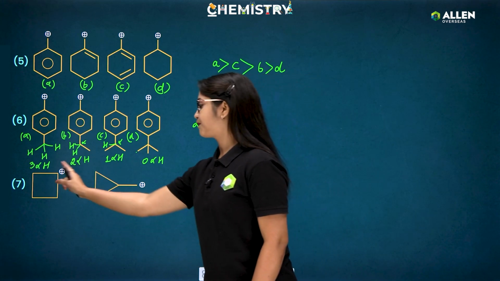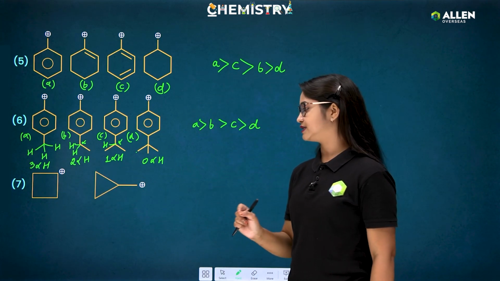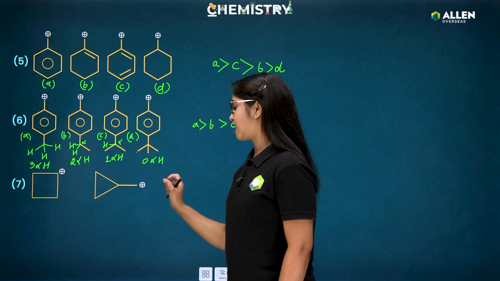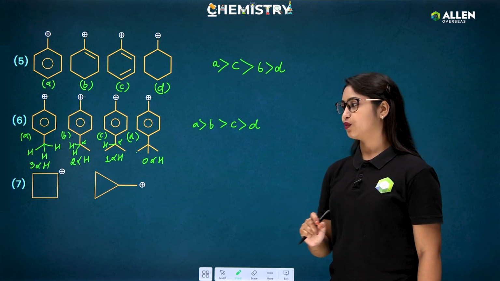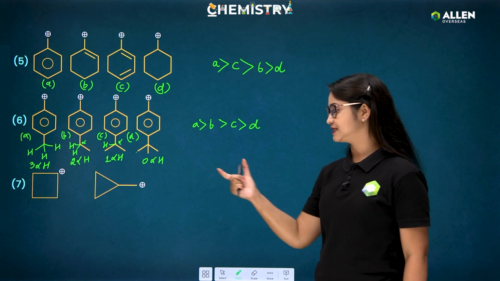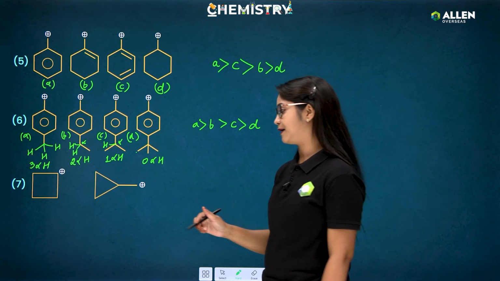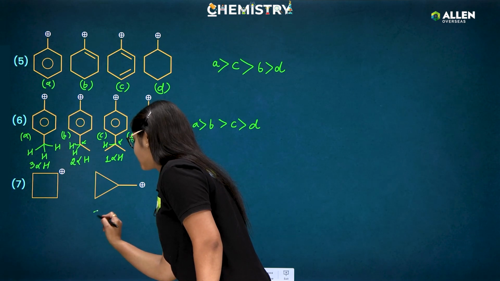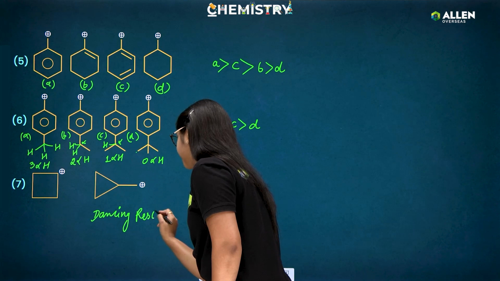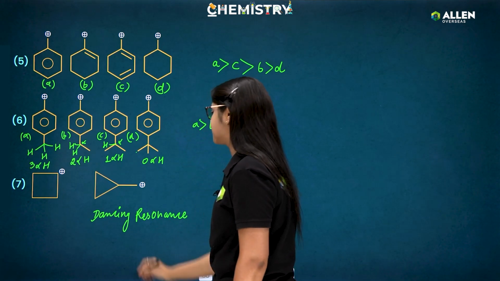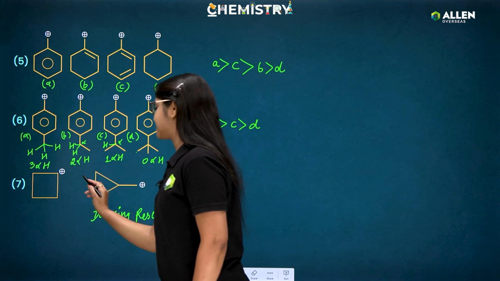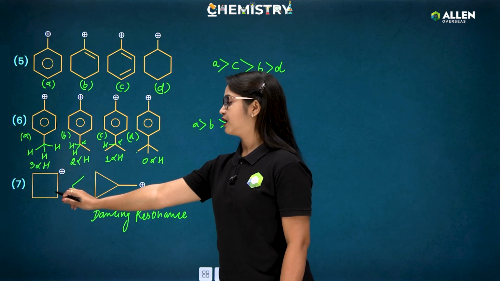This is a cyclobutane carbocation, and this one has this cyclopropane ring, and on this carbon the carbocation is present. This carbocation having the cyclopropane ring will be more stable here. Why? Because dancing resonance will be present. In this cyclopropane ring, this dancing resonance will be present, due to which this carbocation is more stable as compared to the first one.